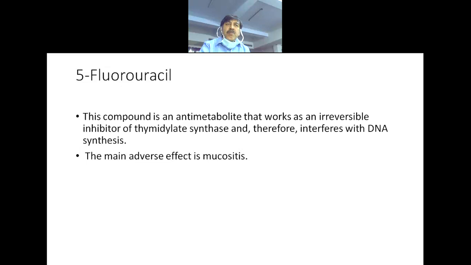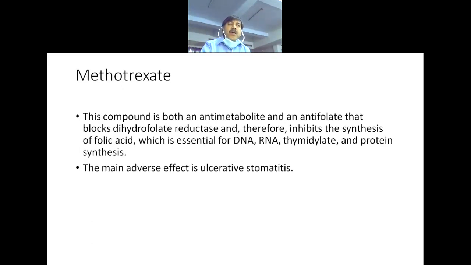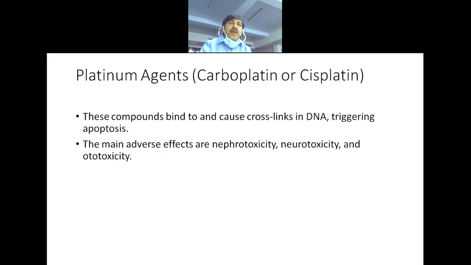5-fluorouracil is an antimetabolite, and its side effects are on the gastrointestinal epithelium, so mucositis and diarrhea. Methotrexate again is an antimetabolite, so the side effects are the same as the previous. Now platinum agents: the side effects are nephrotoxicity, neurotoxicity, urotoxicity. So all these chemotherapeutic agents have a lot of side effects.